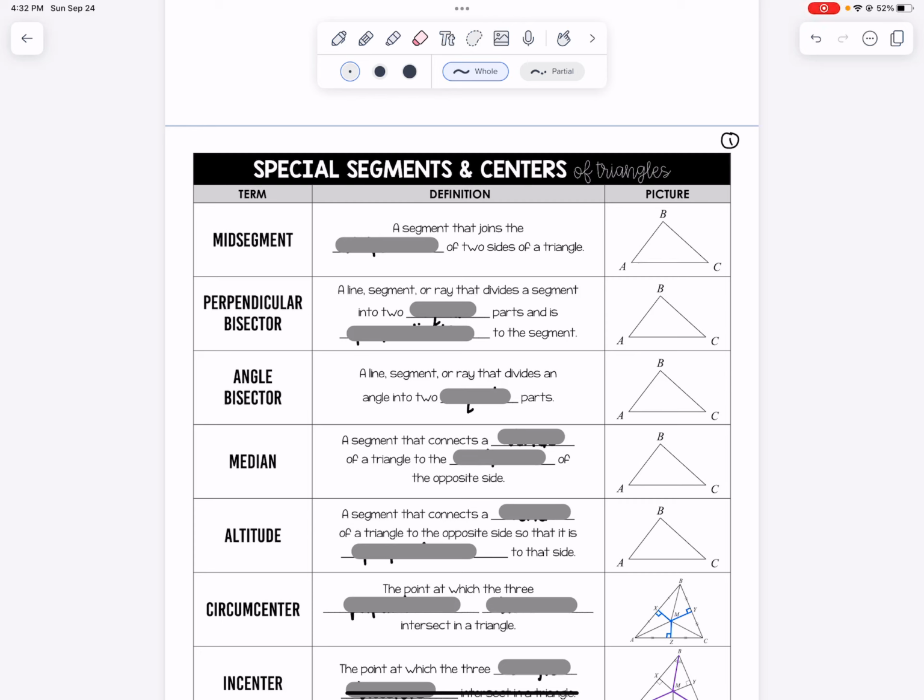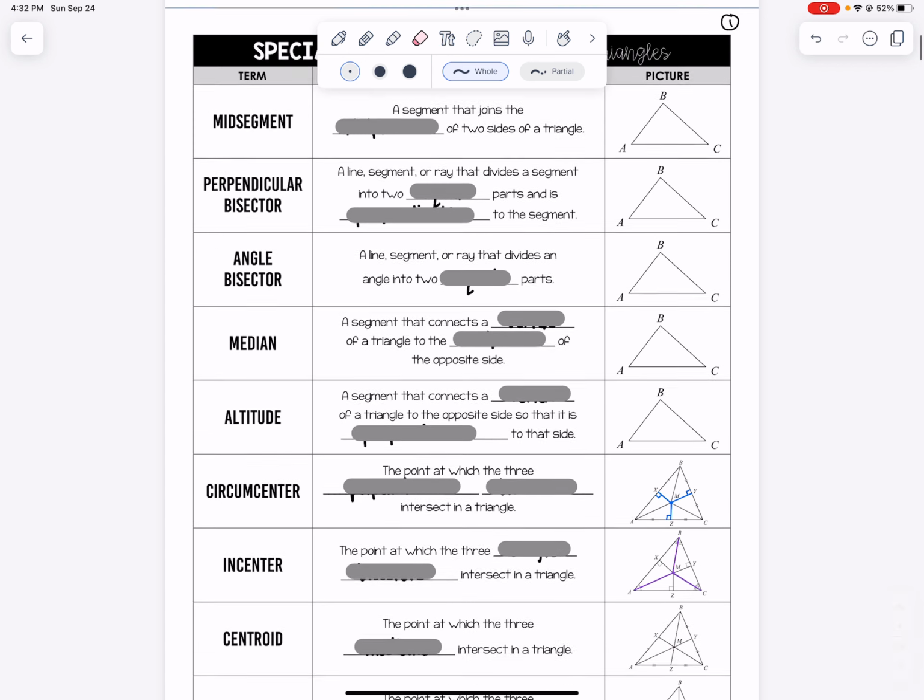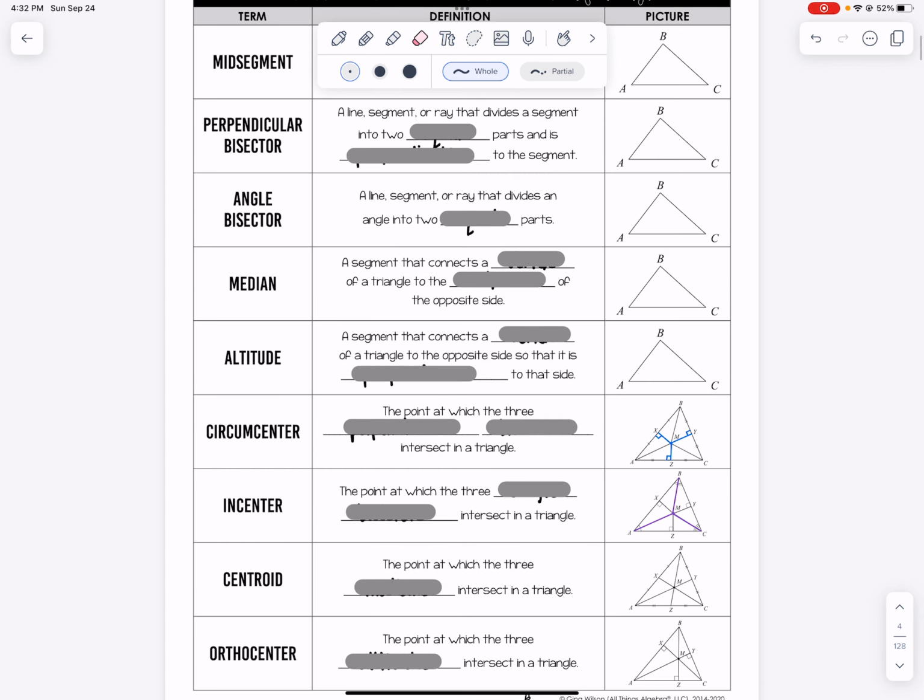Okay, hi everyone. We are starting Unit 3, which is all about relationships and triangles. In our first section, we are going to take notes about terms that you will see throughout this entire unit. All of these terms you see on page 1 on your first packet are terms that you should be able to recall at any time.